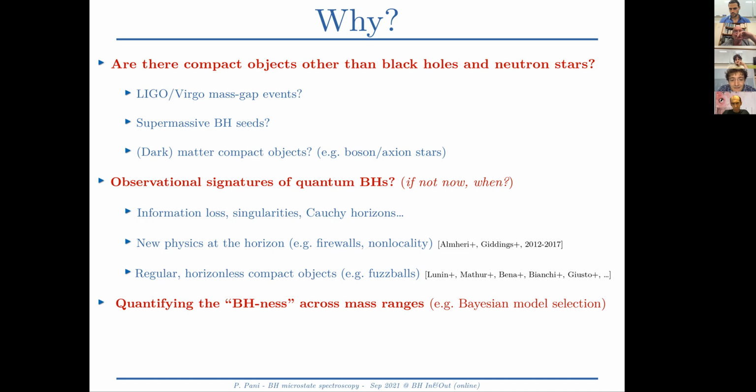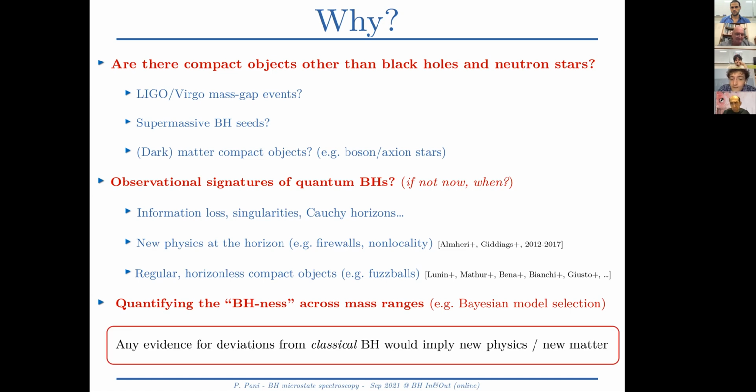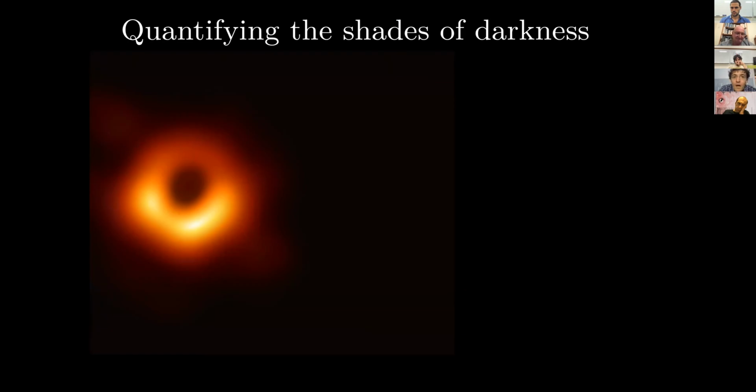And finally, if you are really agnostic, one motivation could be just that we want to quantify the black hole-ness of various astrophysical sources across different mass ranges, for example, to do a Bayesian model selection between a black hole and any alternative. And it goes without saying that any alternative to a classical black hole will imply either new physics or a new matter field. So it will really be a major discovery.